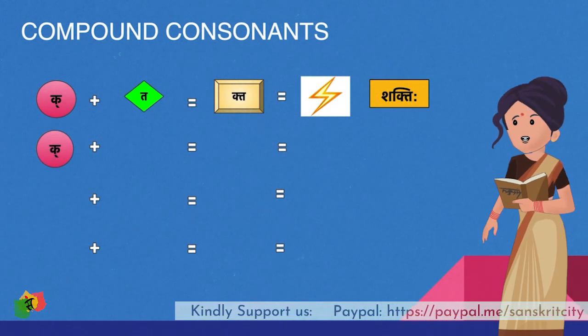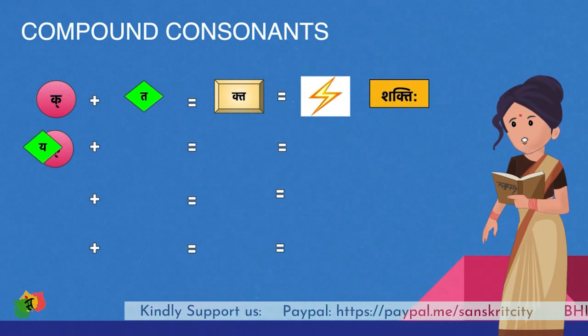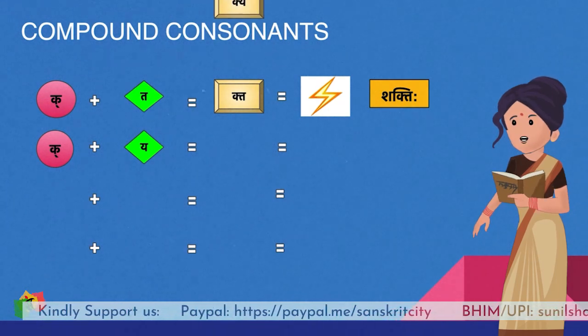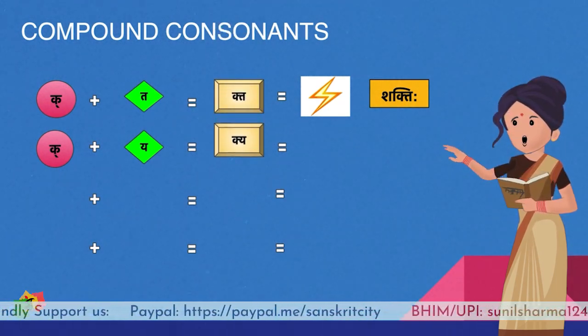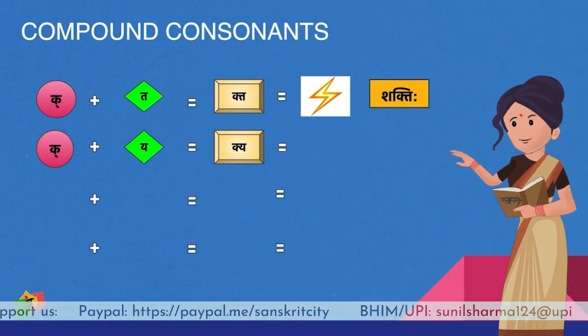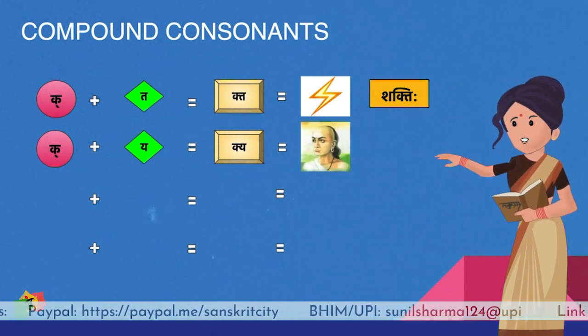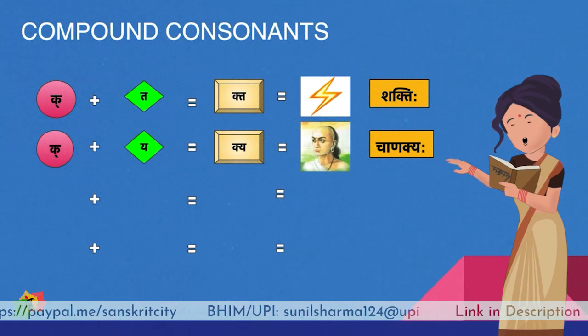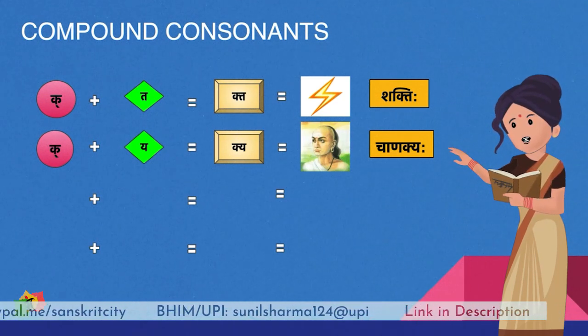When the consonant sound k joins with a different consonant sound ya, it forms a new compound consonant sound called kya. A word that uses kya in Sanskrit is Chanakyaha, who was a great scholar.